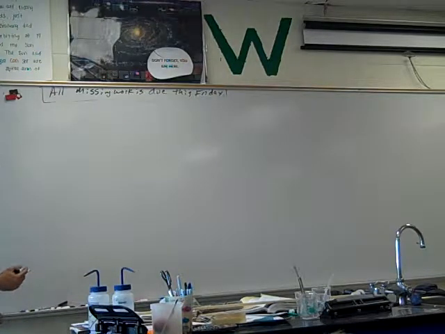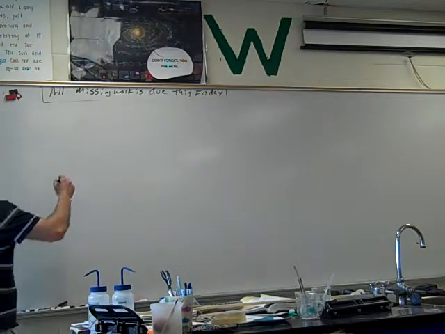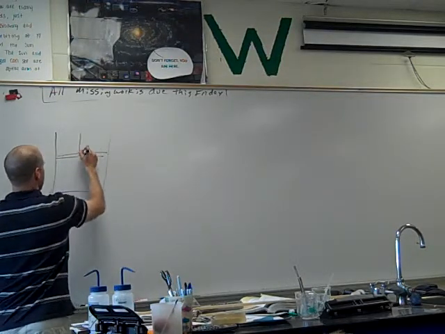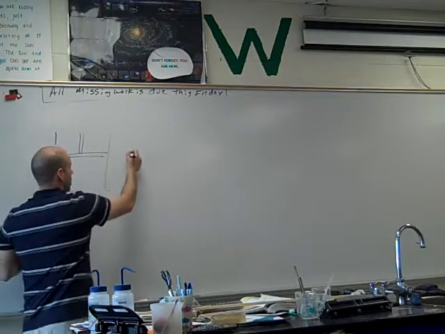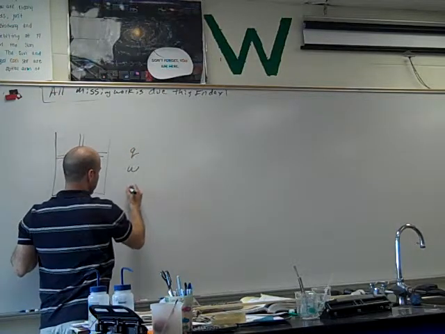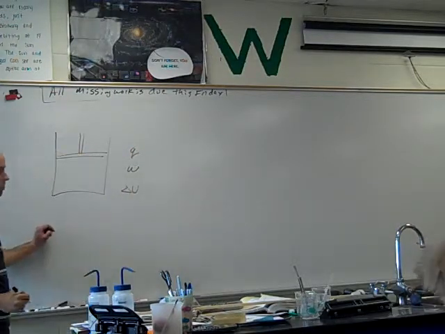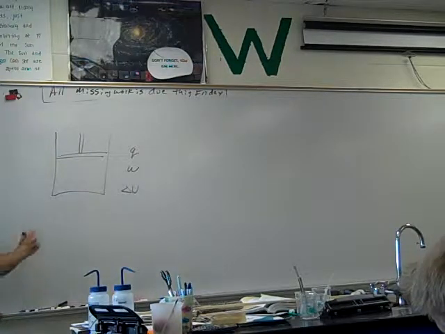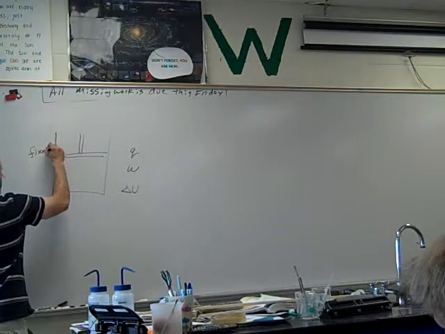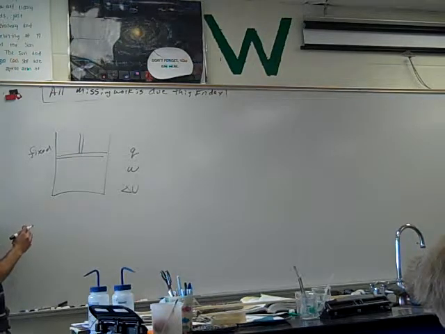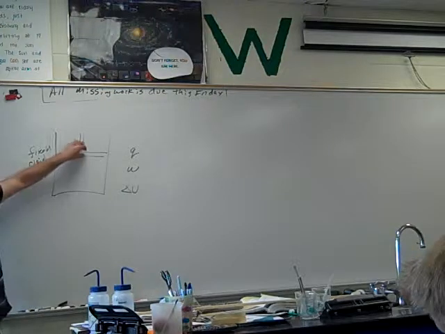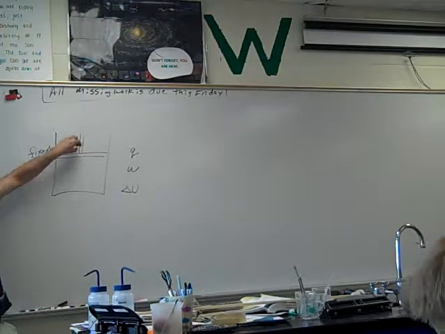They are going to ask you to predict Q, W, and delta U for both movable pistons and fixed pistons. If your piston is fixed, it means it can't move. You'll also hear this called a rigid container. For a rigid container, the piston can't move.